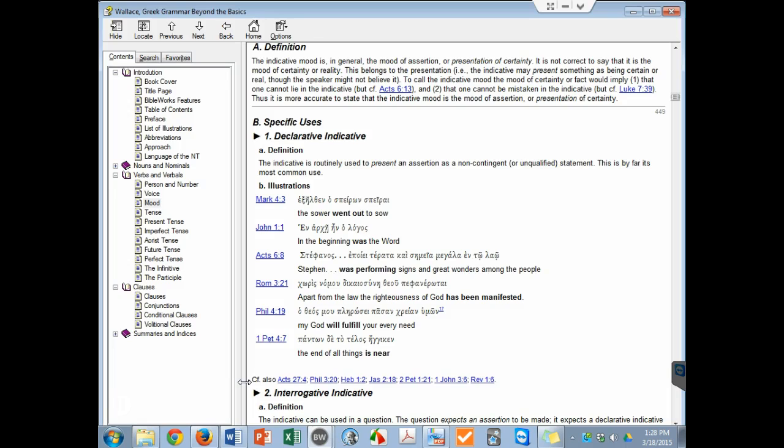It seems like there's a ton of overlap. Yeah, and that's just the nature of language.